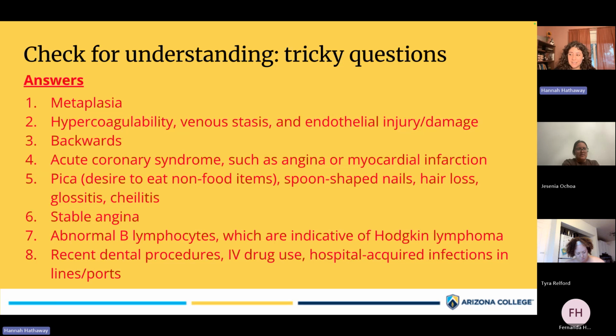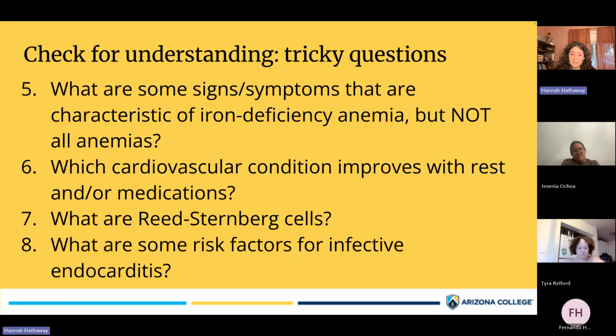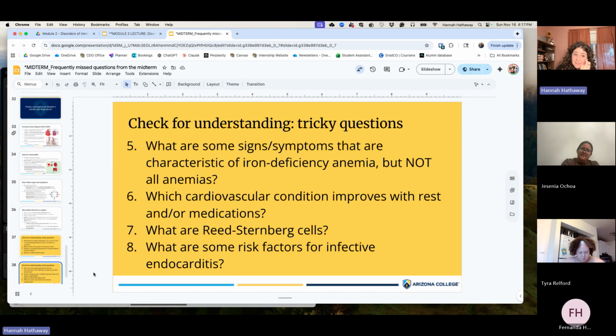And then there are the answers. Cool. Okay. Any other questions?